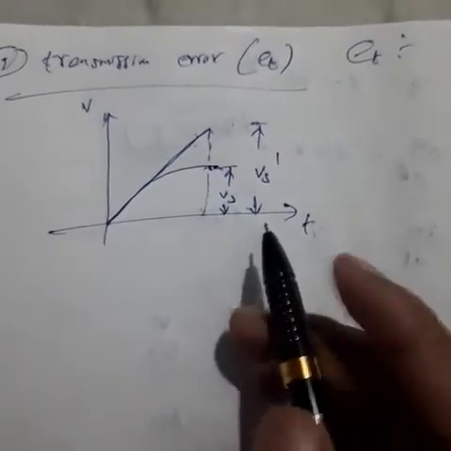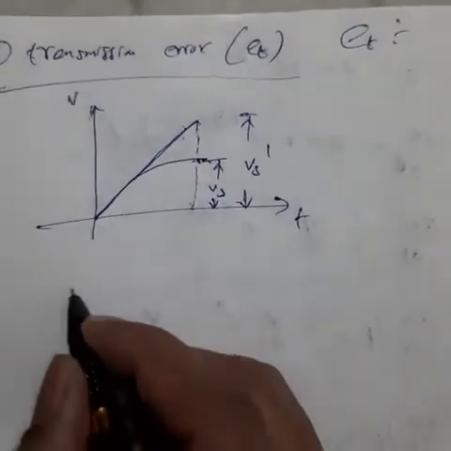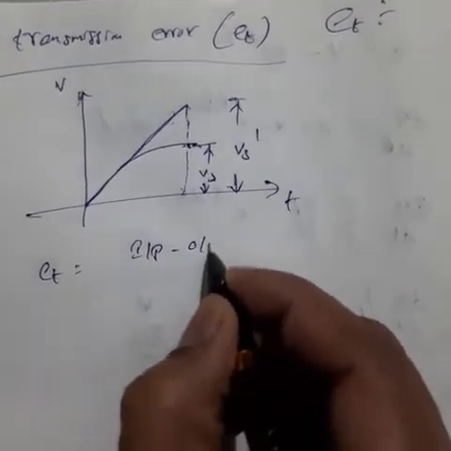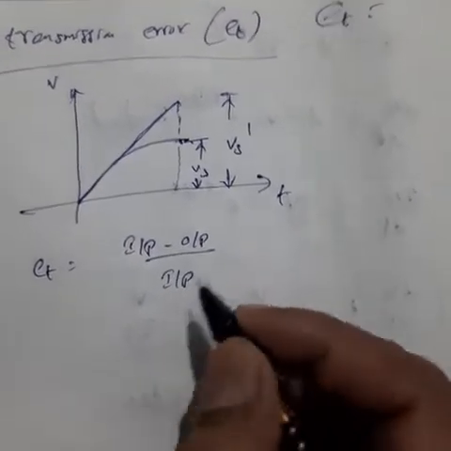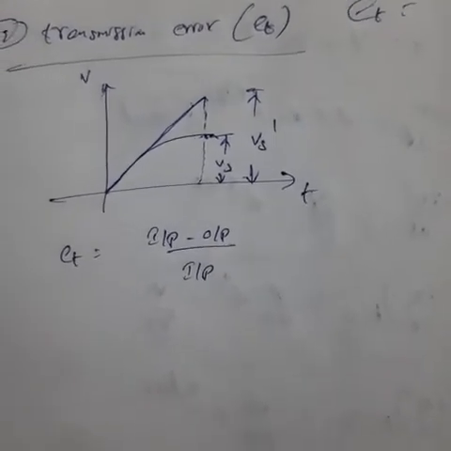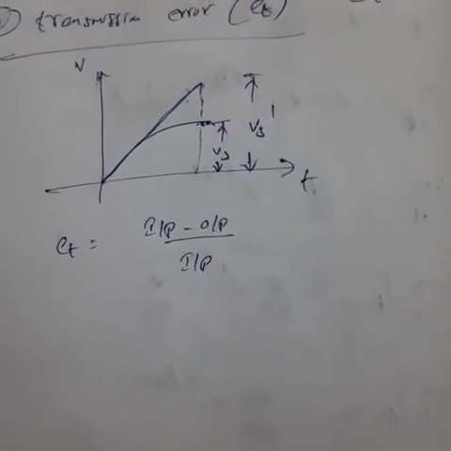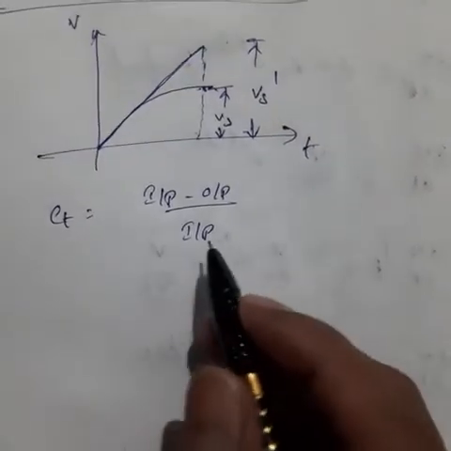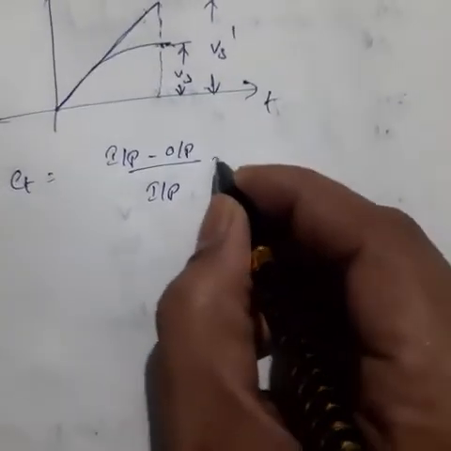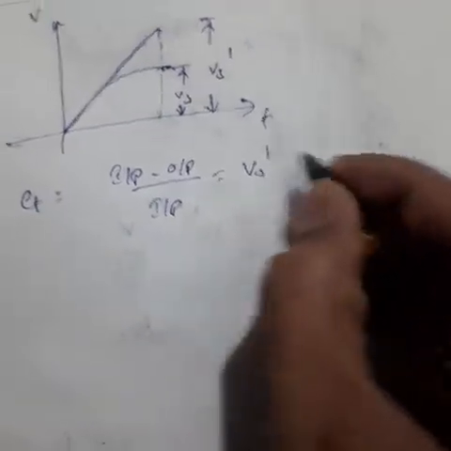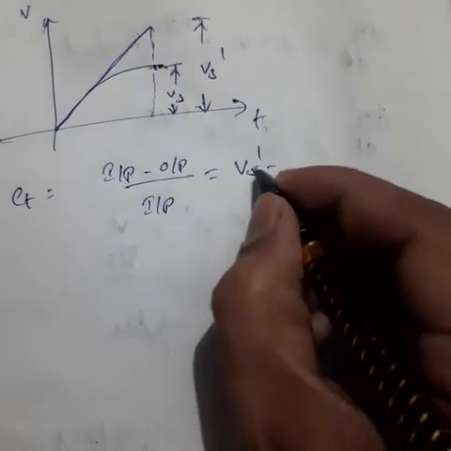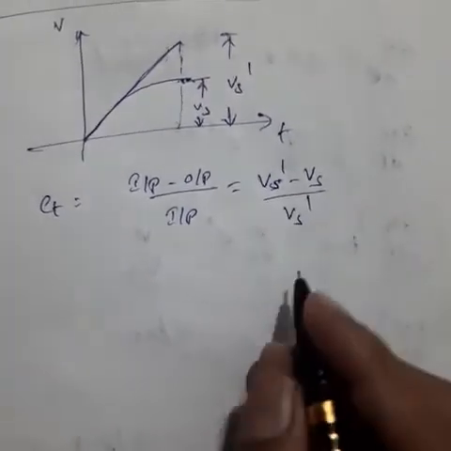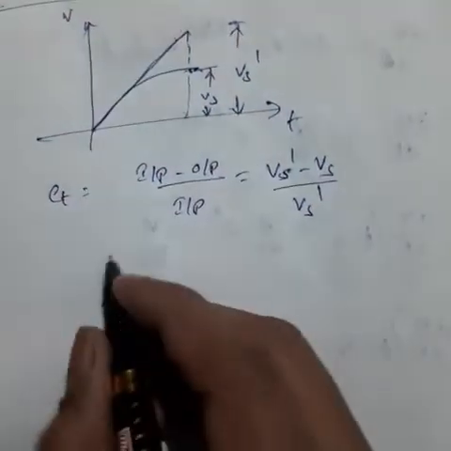This is the waveform. Next, the transmission error Et is defined as the ratio of the difference between input and output to the input. Et equals input minus output by input, that is, Vs dash minus Vs by Vs dash, where Vs is the exponentially increasing signal.